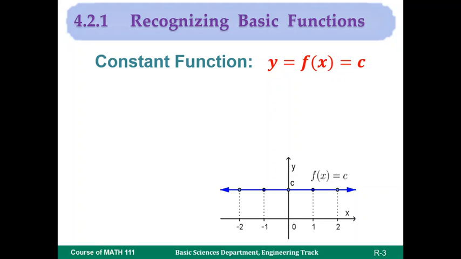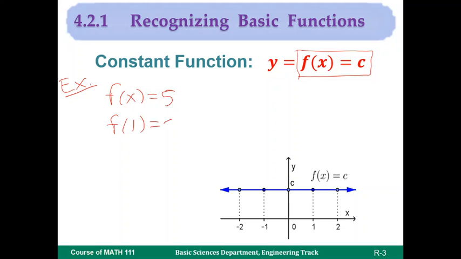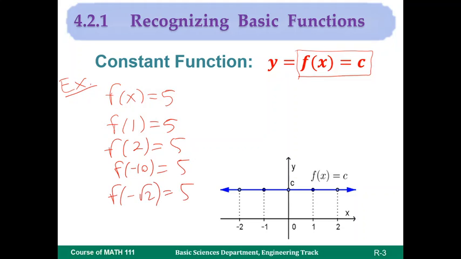The constant function's expression is given this way: f of x equals, let's say, 5, for example. It's just an example here. It means for any x value, it's equal to 5. The output is only 5. So whatever you put here, it's just 5. There's only one output, and the x can be anything.